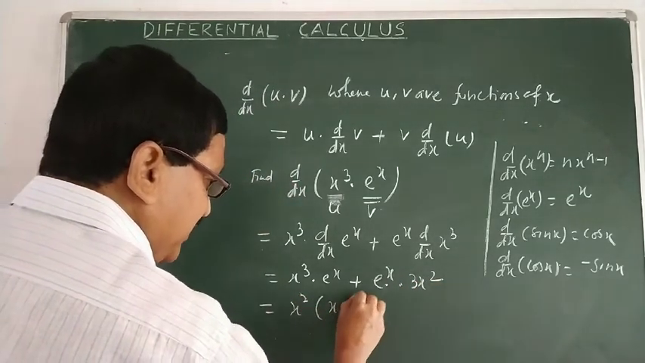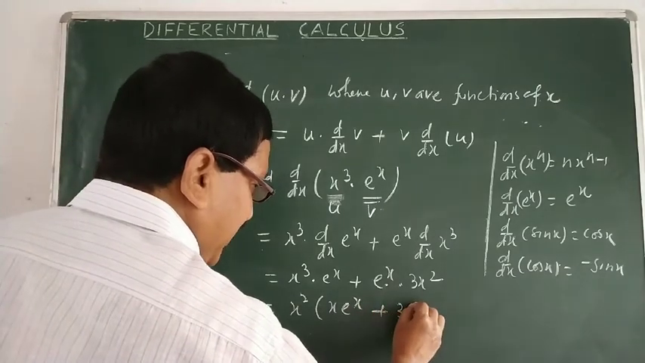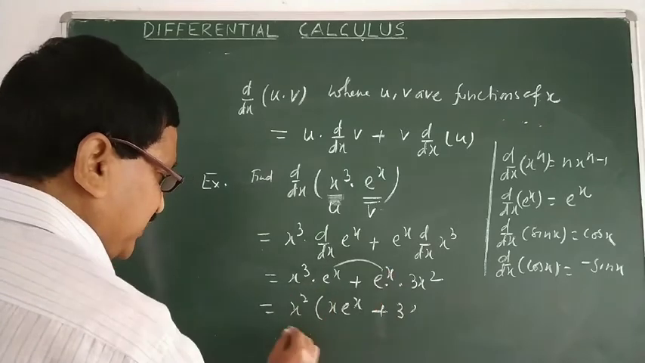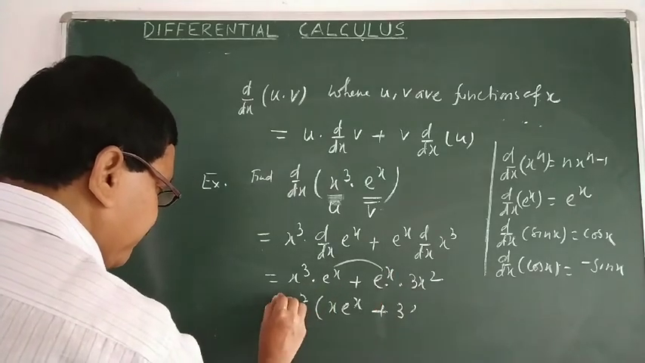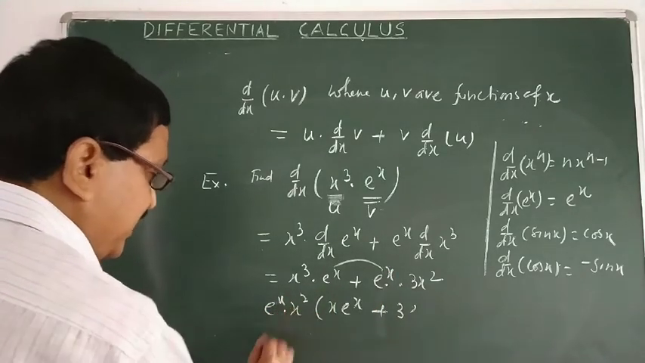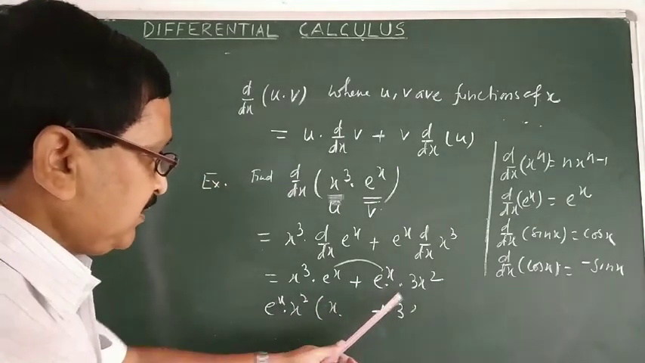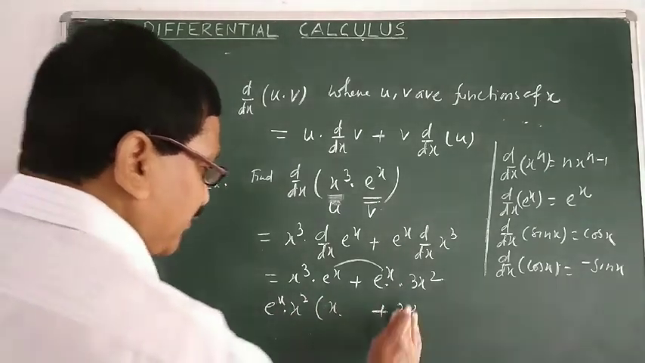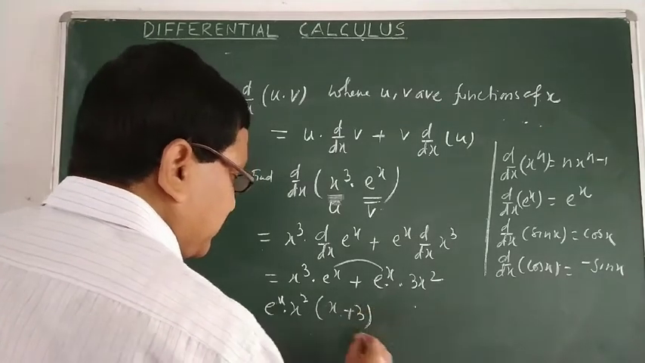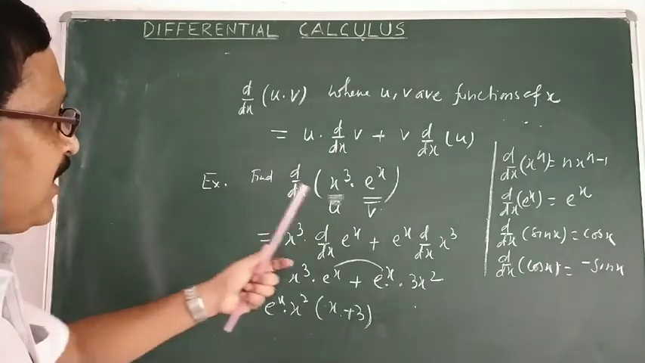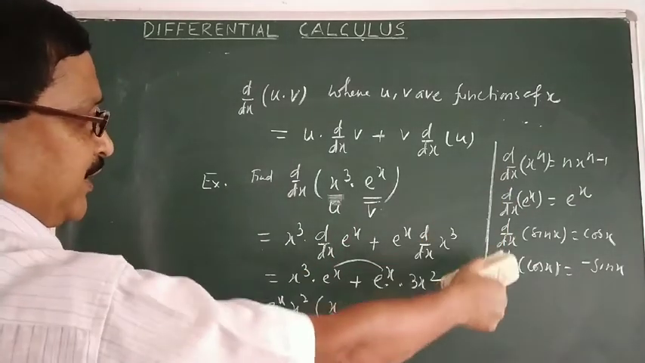So x square e to the x, you also take e to the x common. x square, so this is x plus 3, simply x plus 3. This is the modified answer finally. So using the product form, you can do the problems of product by knowing the form.